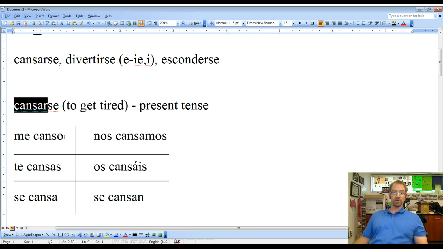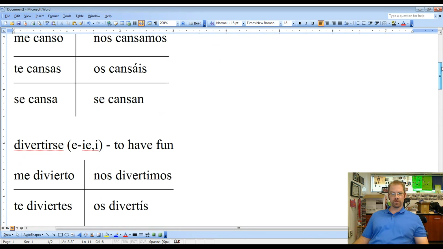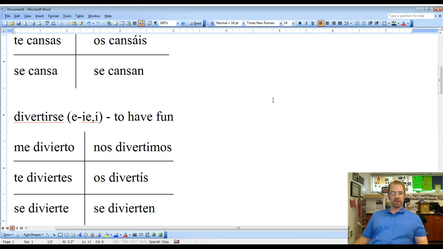So the yo form of cansar is canso. So I get tired is me canso. Te cansa, se cansa, etc. Got two more for you here. Divertirse happens to be a stem-changing verb, or a boot verb. It's also a stem-changing verb in the preterite as well. So in the present tense, that E is going to change to an IE in the 1, 2, 3, 4 position. So you can see that there. Me divierto, te diviertes, etc.